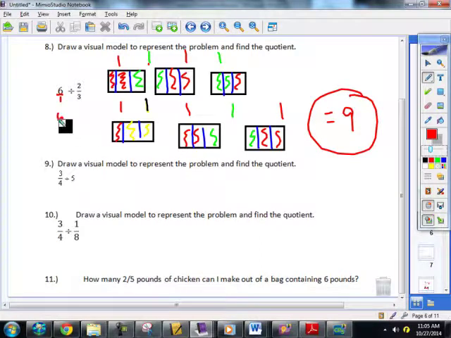Now we check with the algorithm. 6 over 1 times 3 over 2 is going to give me 18 over 2, which definitely equals 9. Okay?